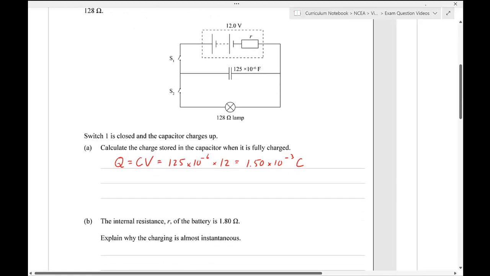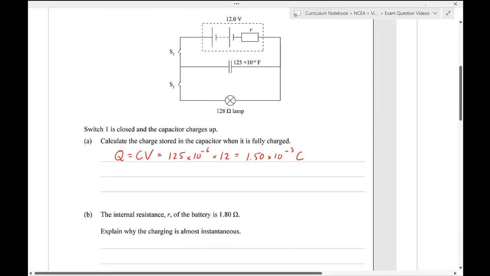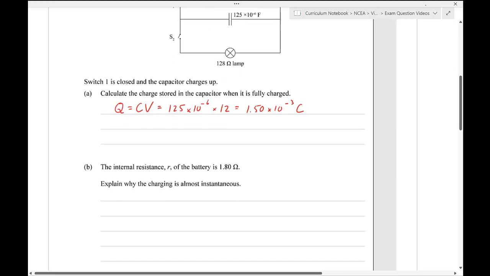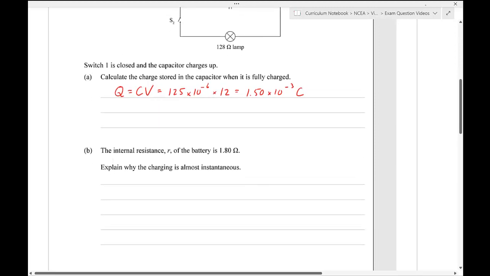Okay. The internal resistance r of the battery is 1.80 ohms. Explain why the charging is almost instantaneous. Okay, so that's going to have to do with a time constant. Remember we said that a capacitor is fully charged when 5 time constants have passed. So if we can show that the time constant is really, really short, we can say why the charging is almost instantaneous.